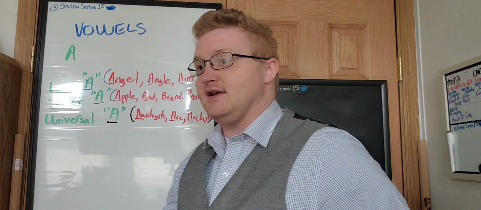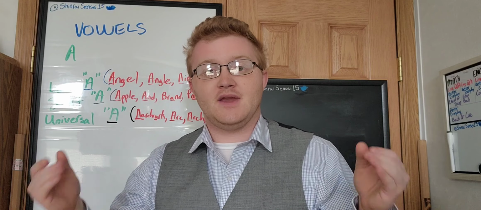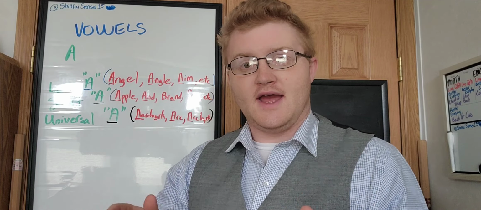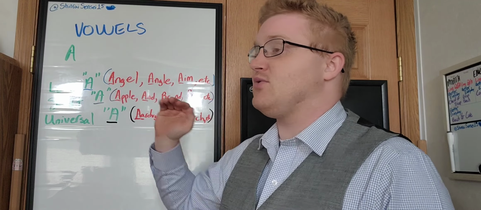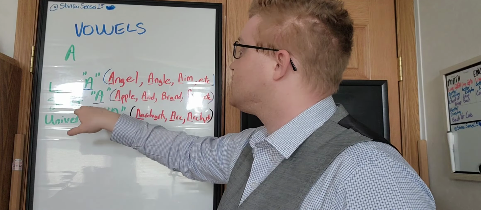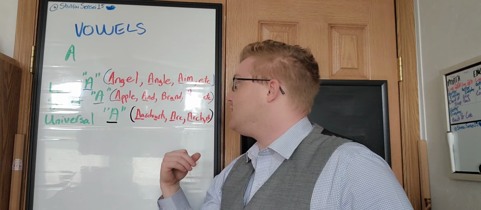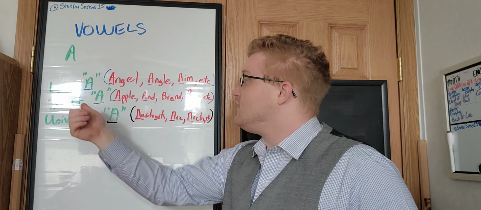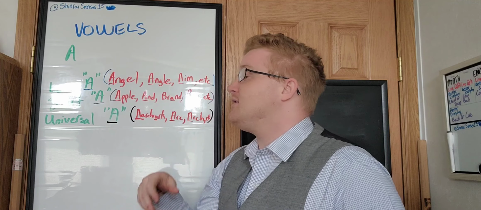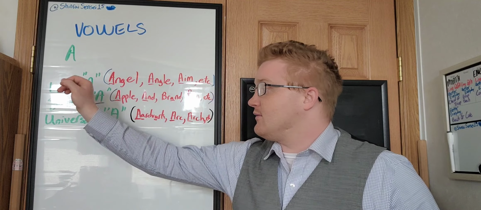So the long A is the sound that you identify the letter as, right? The letter A is long A. That sound that you use to identify A is the long A sound, right? But the short A sound is in quite a few words: apple, and, brand, pan, things like that. Long A is featured in words such as angel, angle, aim. There's thousands of words that you could probably find with either one of these versions in it.